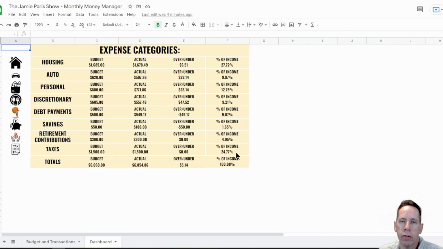So you can use this to see where you're maybe spending more money on certain categories than you should, and you could try to find out ways you can try to lower those expenses to make it a less percentage of your income.